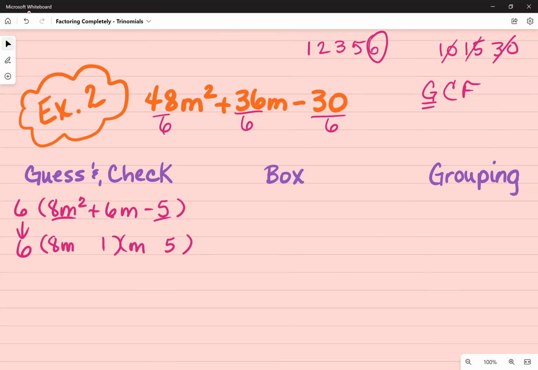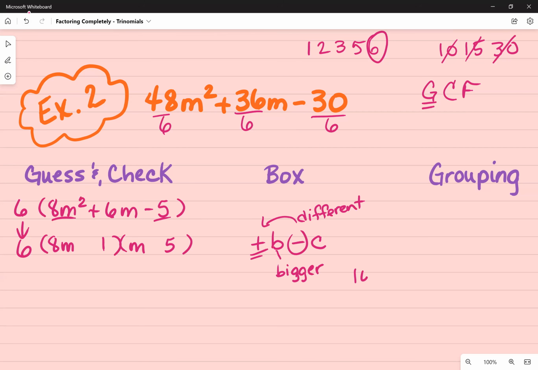And I see here that I have a negative sign. So what that means, and let's just go back to what I was showing you, the little patterns. So if I have a plus b and I have a negative c, this negative tells me that I am going to have different signs for both of my factors. The sign of b will go with the bigger number.